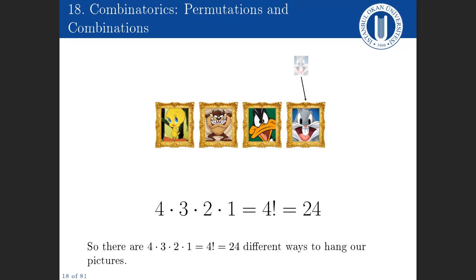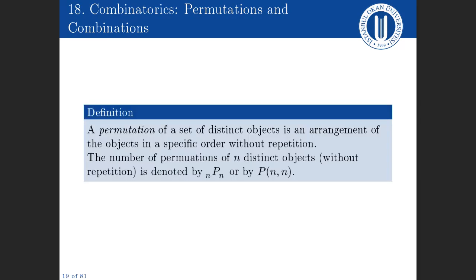This idea of rearranging things is called a permutation. A permutation of a set of distinct objects is an arrangement of the objects in a specific order without repetition, without repeating ourselves. We can only use each object one time.